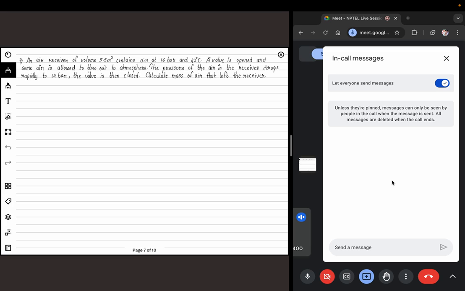An air receiver of volume 5.5 cubic meters contains air at 16 bar pressure and 42 degrees Celsius temperature. A valve is opened and some air is allowed to flow to the atmosphere. The pressure of air in the receiver drops rapidly to 12 bar. The valve is then closed. Calculate the mass of air that left the receiver. This is an unsteady process.